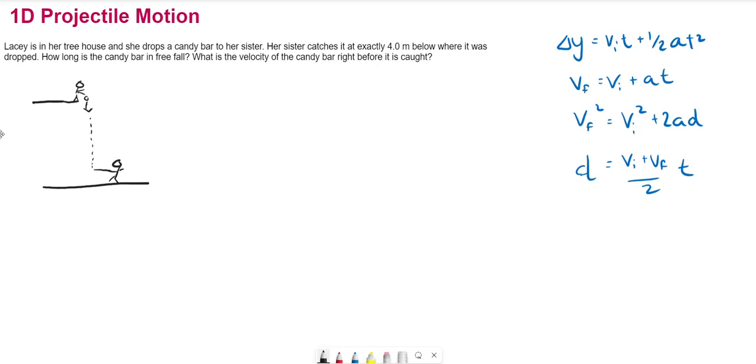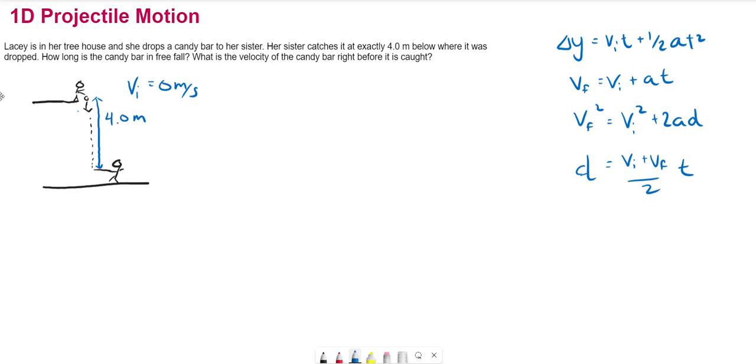And then Lacey, with her very long arm, reaches out and catches this candy bar. So what we know is that the candy bar falls 4 meters. We also know that it was dropped. And when you see the word drop or dropping in a physics problem, especially a projectile motion problem or a conservation of energy problem, what they're basically saying is that the initial velocity is 0 meters per second. So that actually gives you the initial velocity.